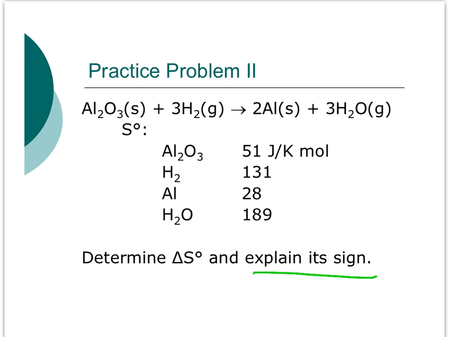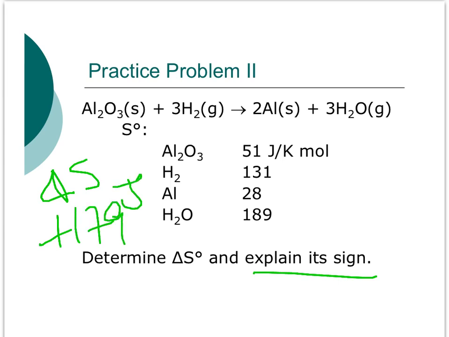So let's type out the calculation. 2 times 28 plus 3 times 189 minus 1 times 51 minus 3 times 131. And so I get a delta S of positive 179 joules per Kelvin. Okay, seriously, pause the video now and try to explain the sign.